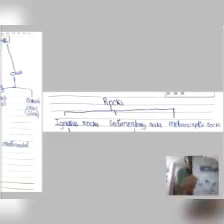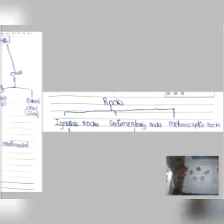This is called the rock cycle. What is it called? Rock cycle.